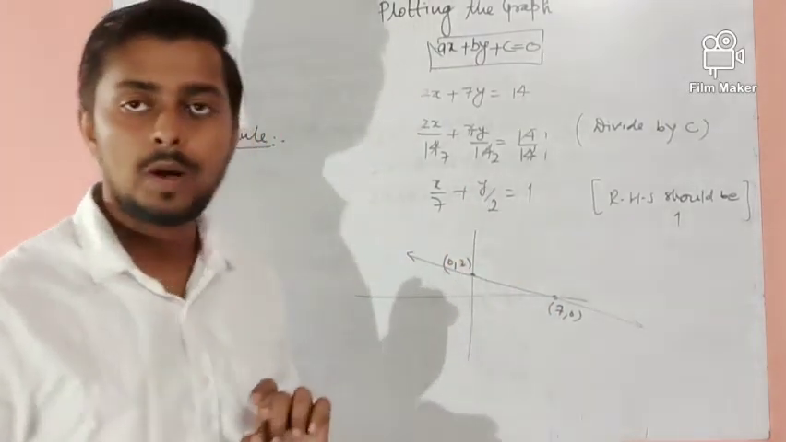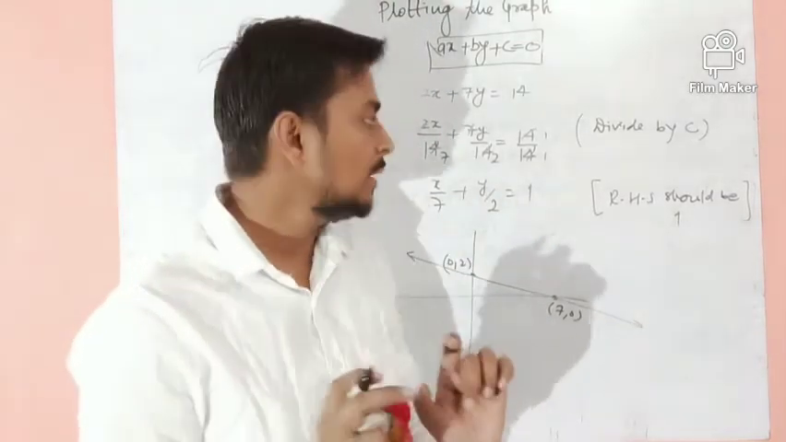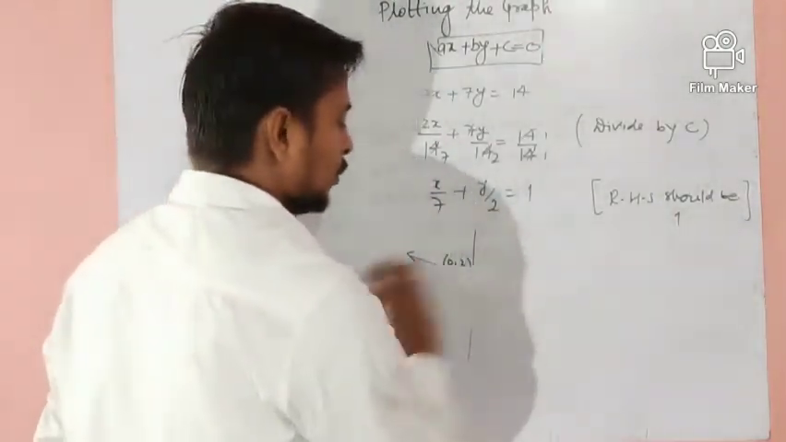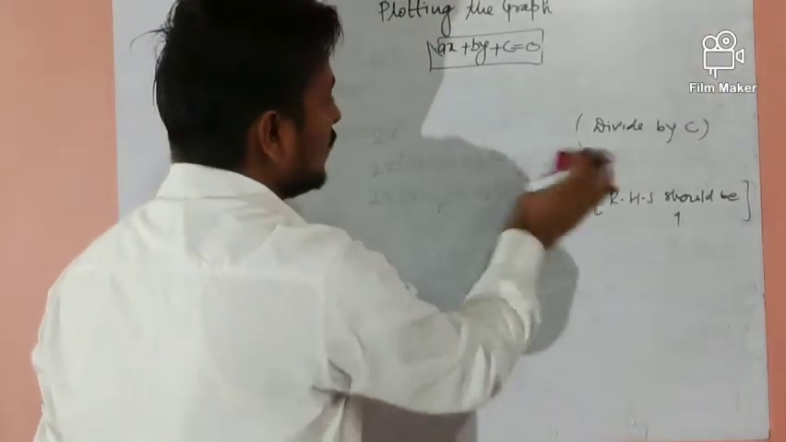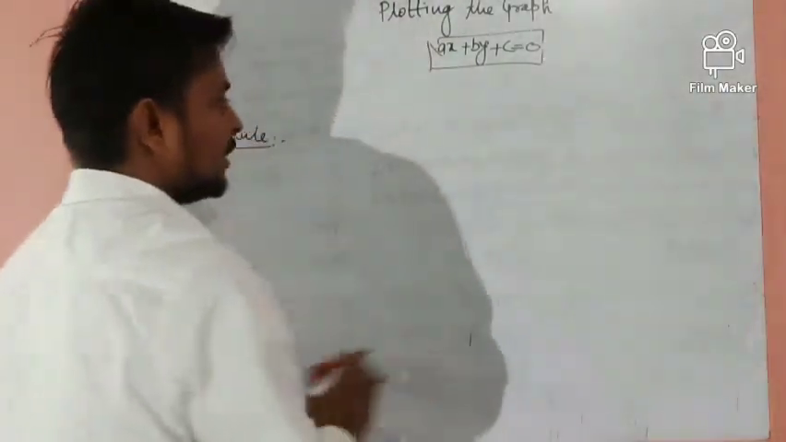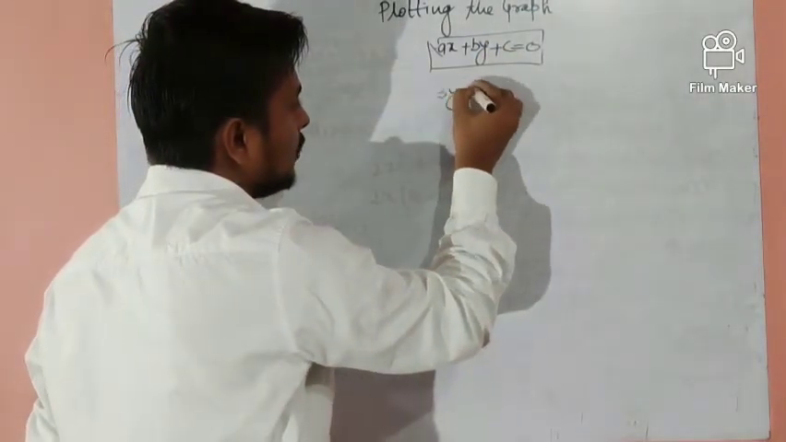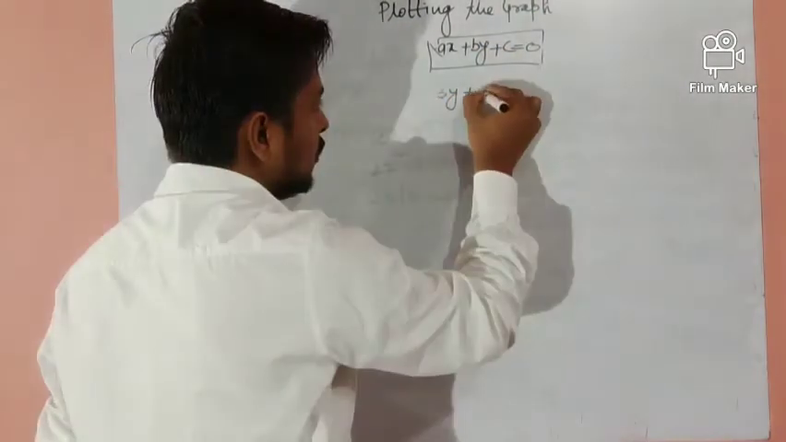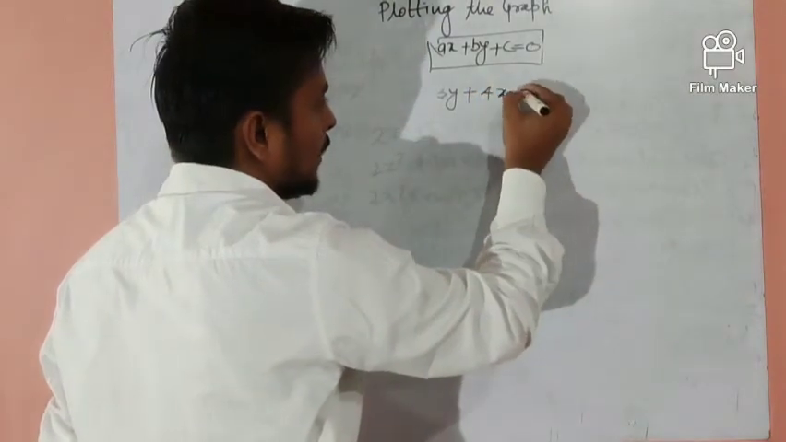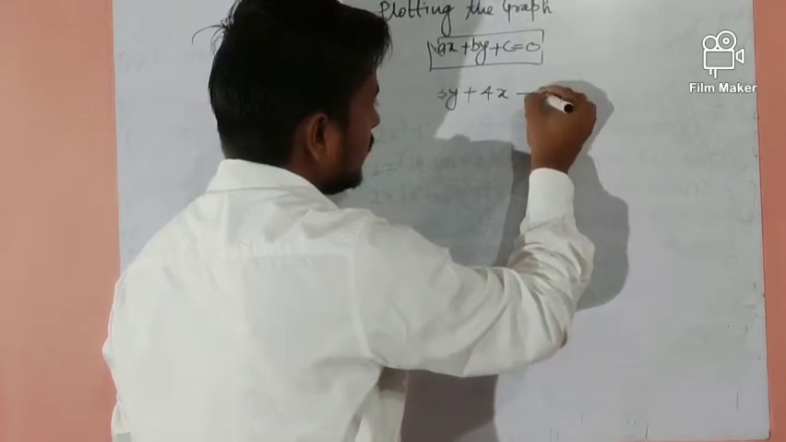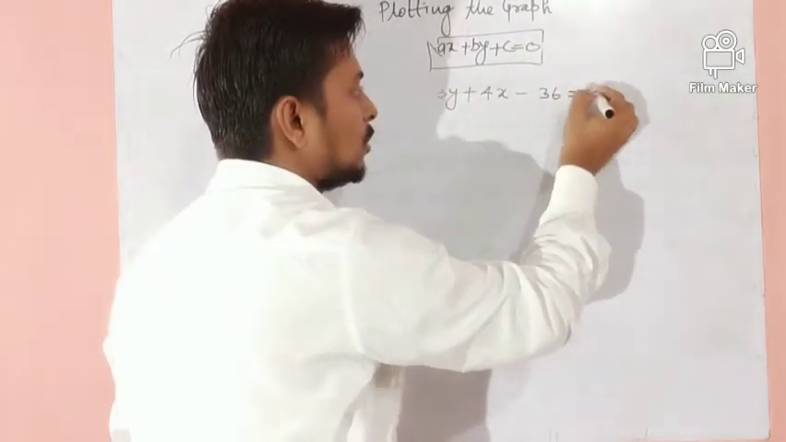So on the y axis. Very simply, we will do this and plot the line. One more last example I am taking for this trick. Suppose 3y plus 4x minus 36 is equal to 0.